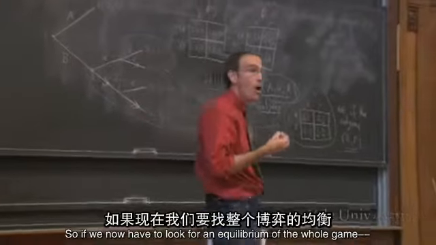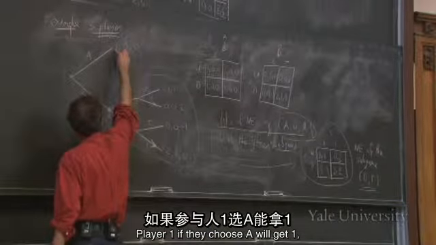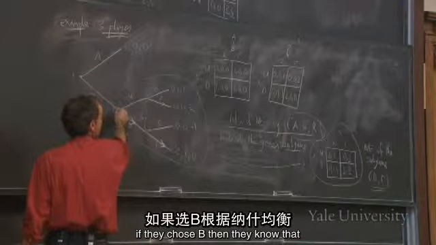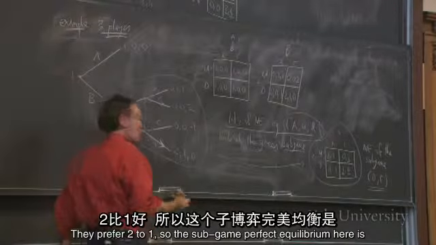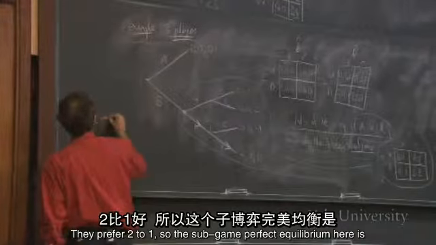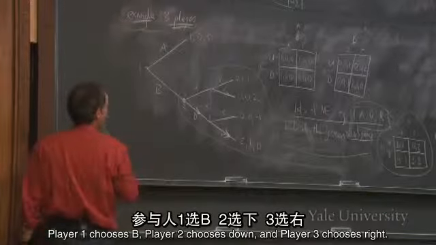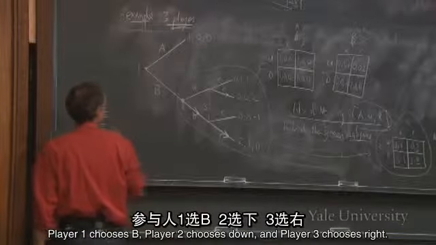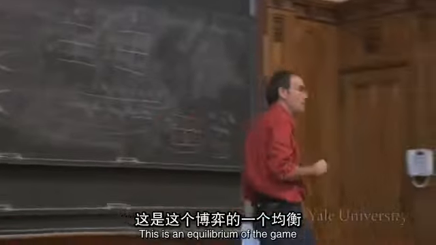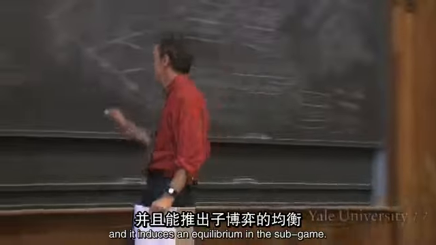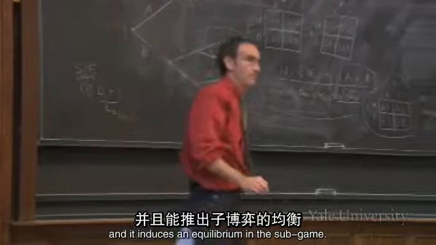So if we now look for an equilibrium of the whole game, let's go back to player 1's choice. Player 1, if they choose A, will get 1. If they choose B, then they know that this Nash equilibrium will be played, so they'll get 2. They prefer 2 to 1, so the subgame perfect equilibrium here is player 1 chooses B, player 2 chooses down, and player 3 chooses right. This is an equilibrium of the game, and it induces an equilibrium in the subgame.